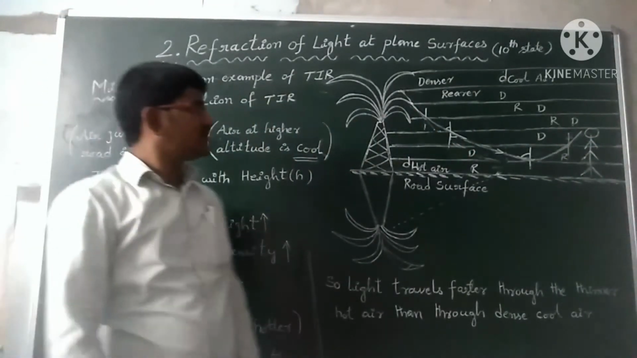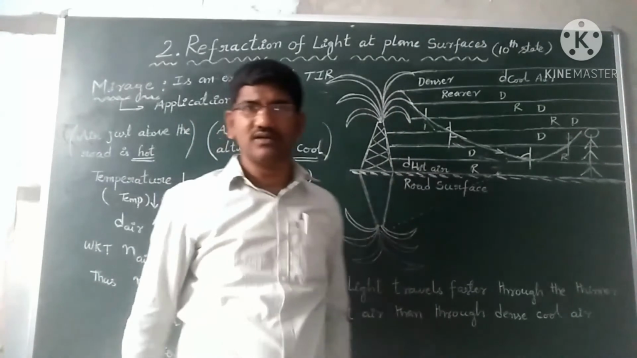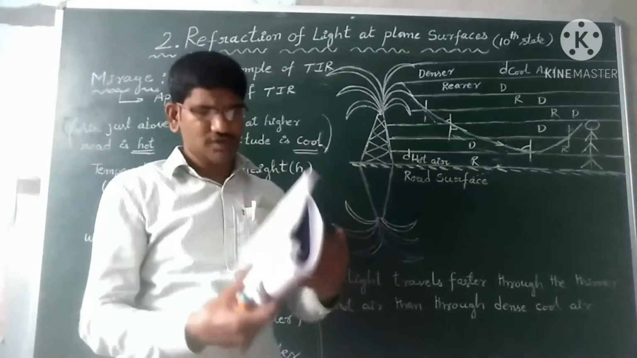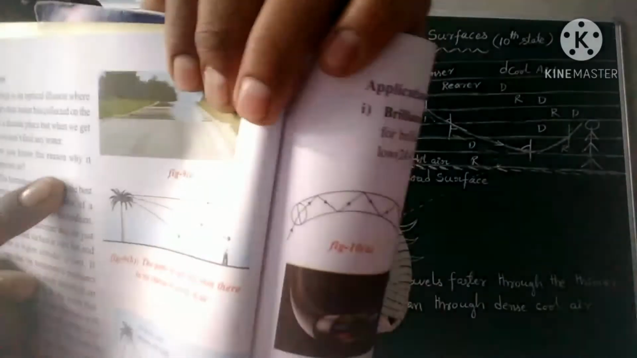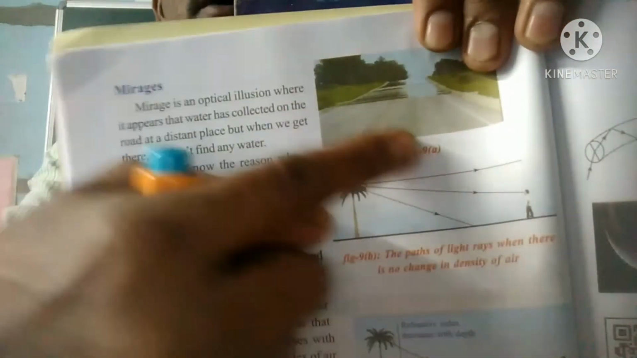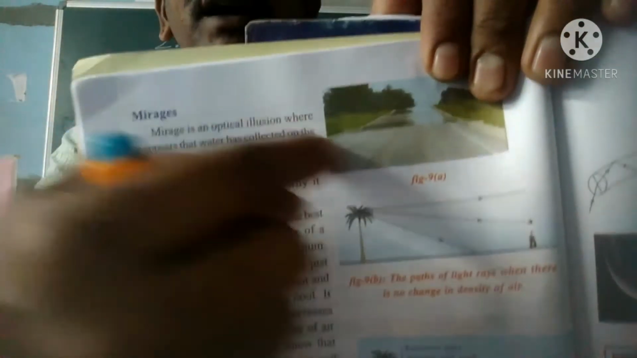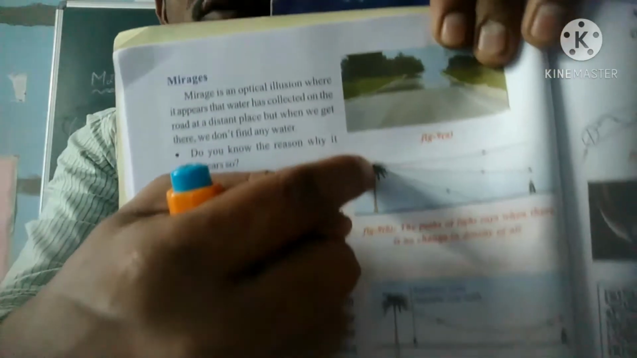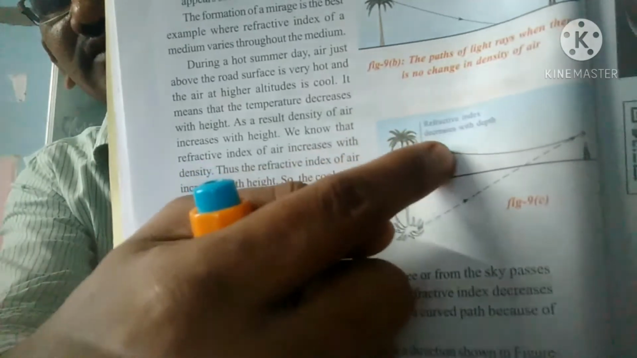So when light from the tall object, on a normal day, travels in a straight line path as shown in the diagram, nothing will happen. We can see it at the same height of the object only. But due to this change in refractive indices, light from this tall object follows this kind of path.